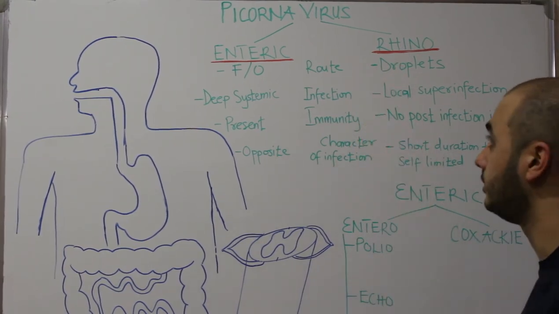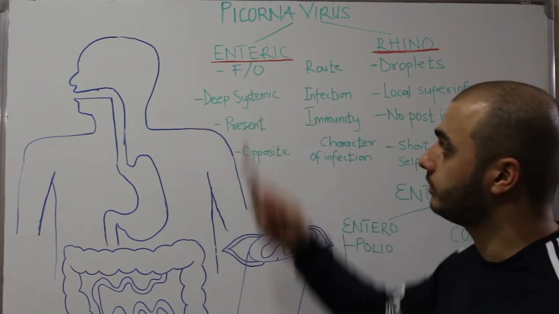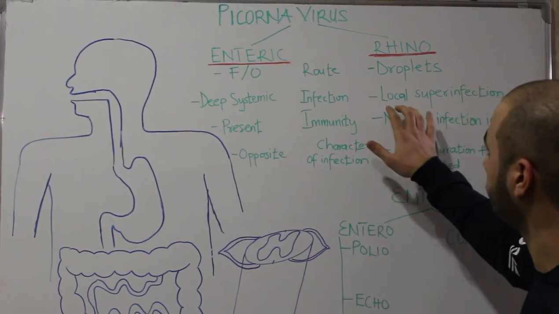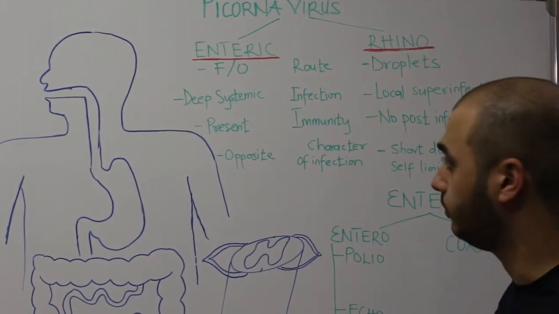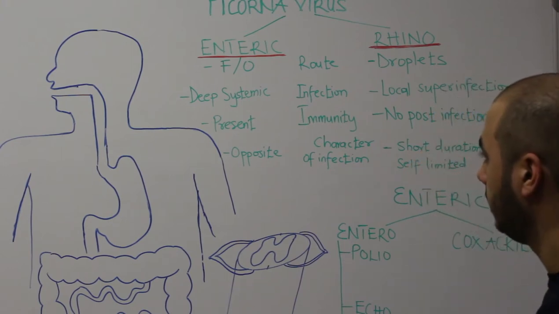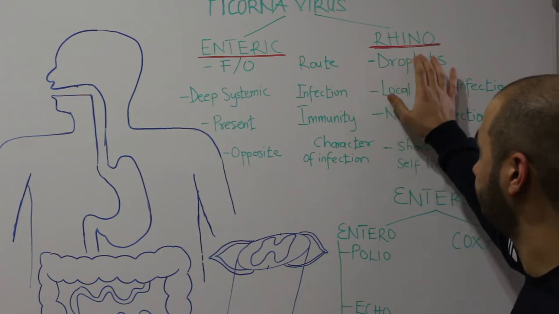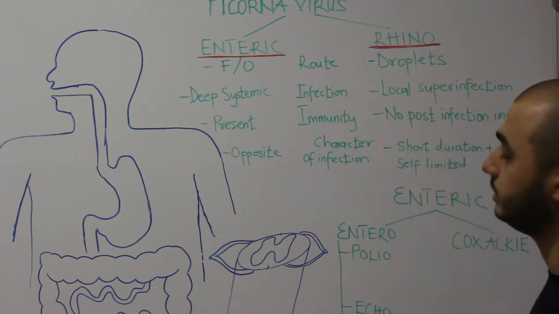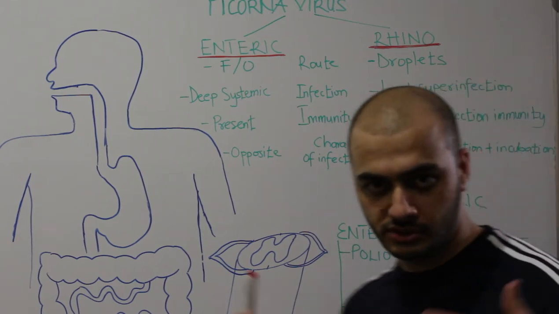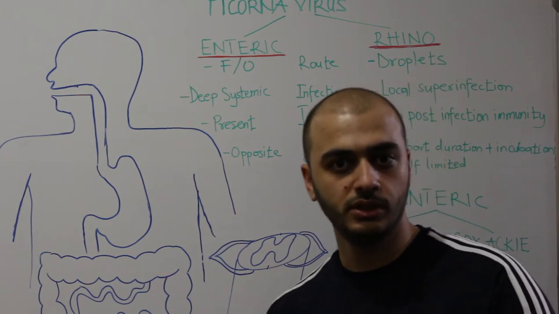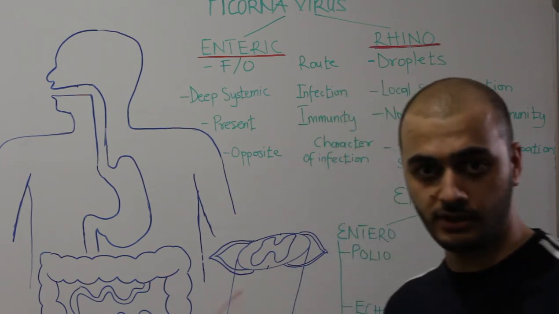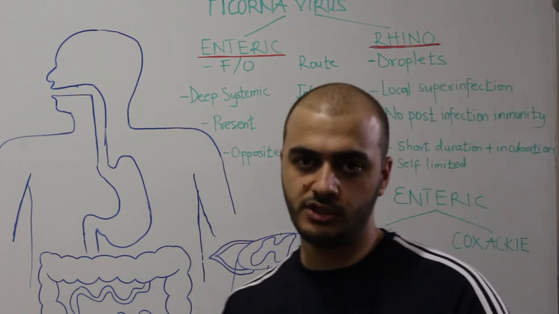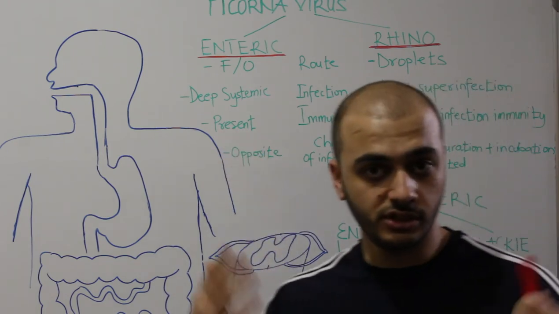Actually, rhinoviruses spread through droplets, while enteric viruses spread by the fecal-oral route. The infection of rhinovirus is local and superficial, while enteric viruses are deep and systemic. And regarding immunity, because rhinovirus infection is local and superficial and does not penetrate the body, after the disease resolves there will be no post-infection immunity, so you can have recurrent infection from the same type of viruses during your life. But with enteric viruses you will not, just once, because there will be post-infection immunity.